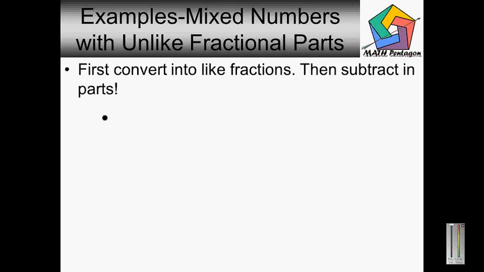Okay, let's do a few examples on mixed numbers with unlike fractional parts. First, convert into like fractions, then subtract or add in parts. Let's say we have 5 1/2 minus 2 and 4/5.